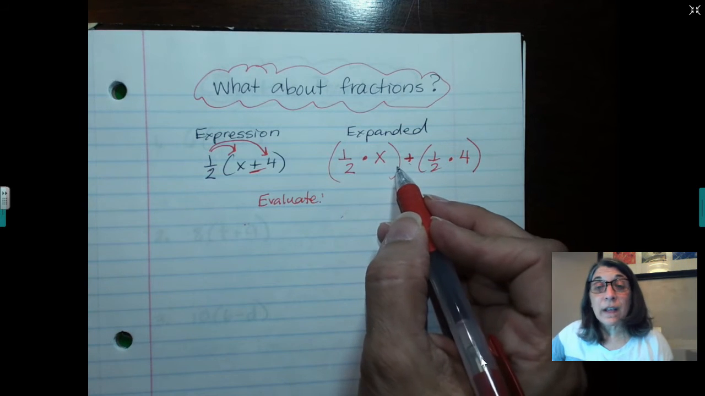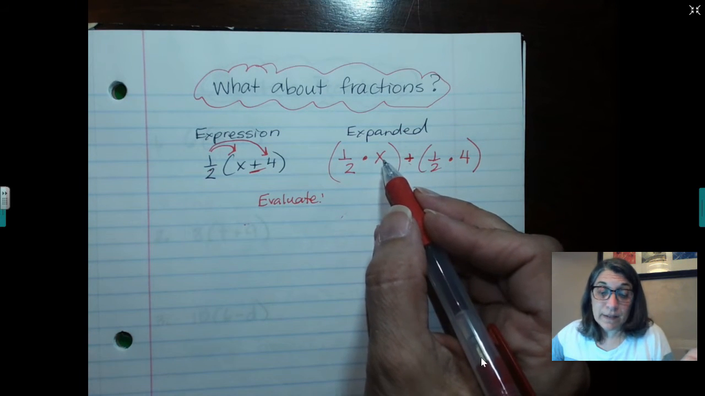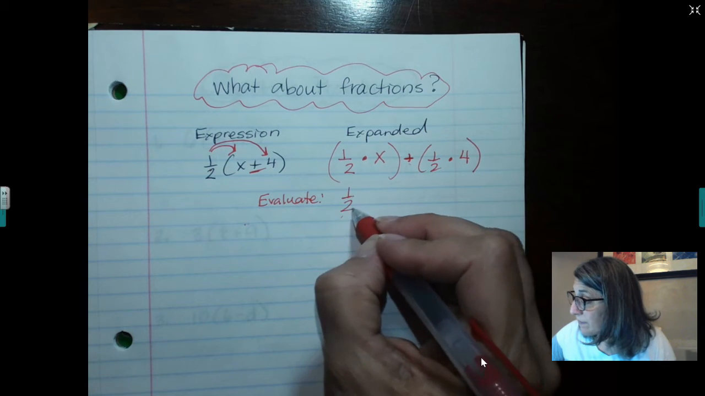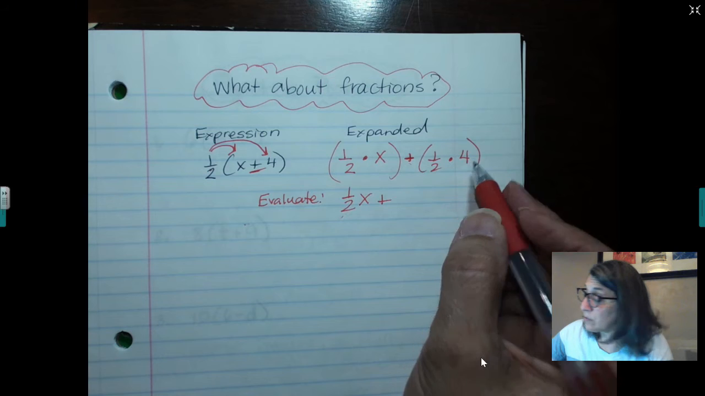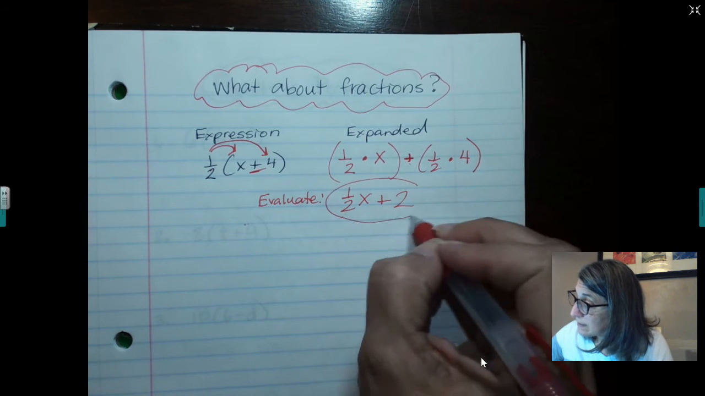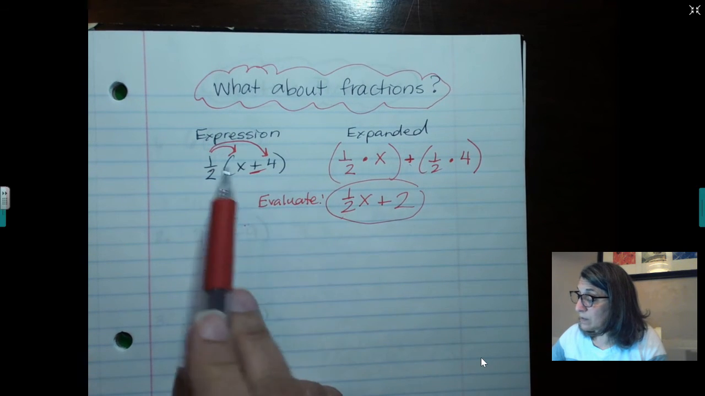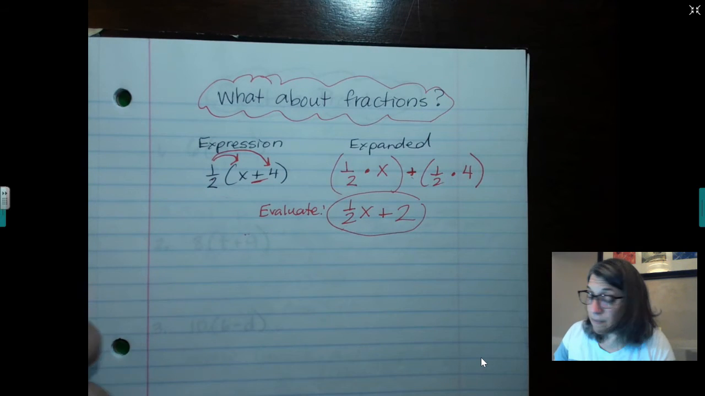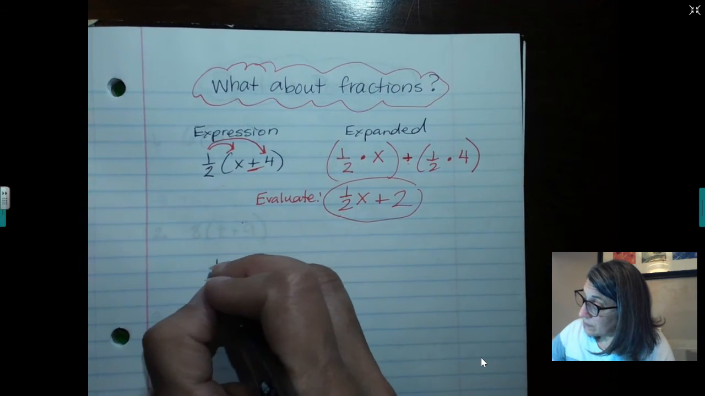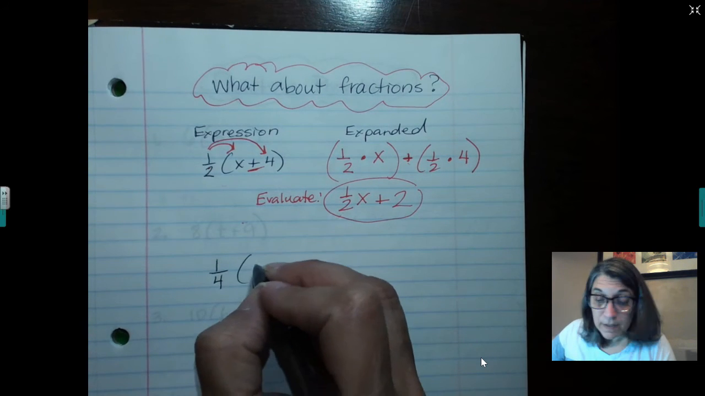1/2 x, there's nothing I can do as long as I don't know what x is, so simplifying it is just 1/2 x. Plus 1/2 times 4 is just 2. So this is equivalent to this, 1/2 x plus 2. Okay, and then last one, and then y'all are going to practice some.